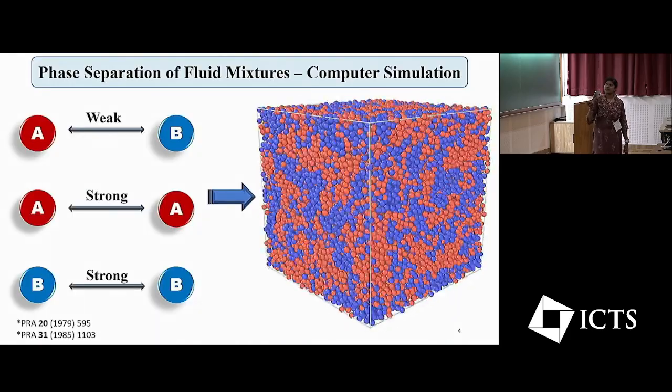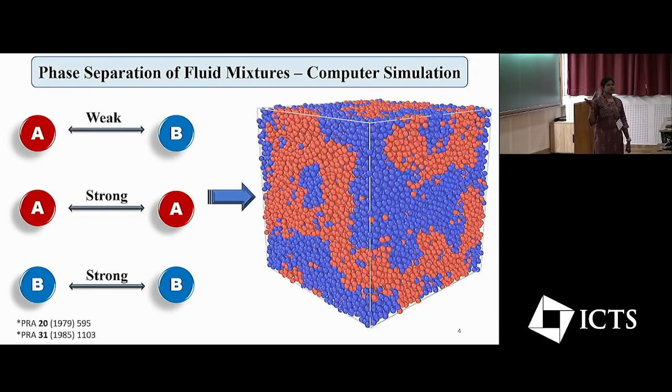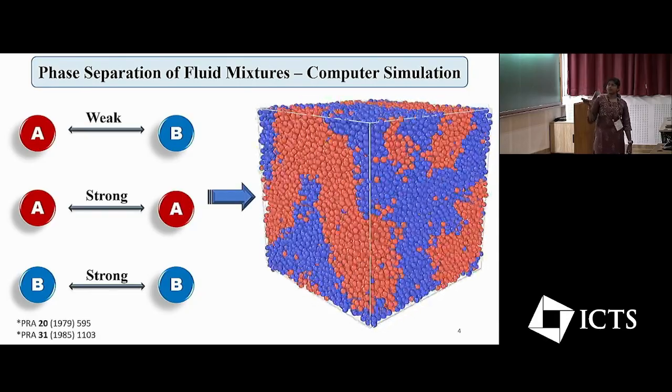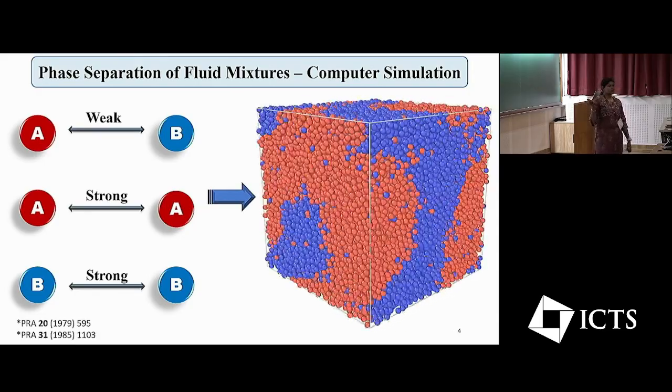So we implement this in computer simulation with the cross particle interaction being weak and a very strong like particle interaction. This video is a typical example of phase separation of a binary fluid in a three-dimensional bulk system.